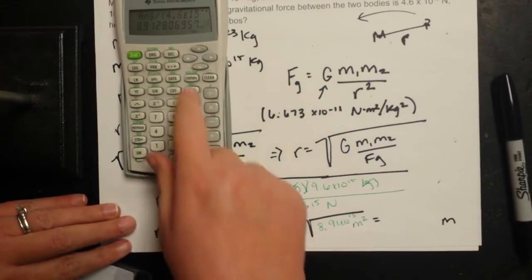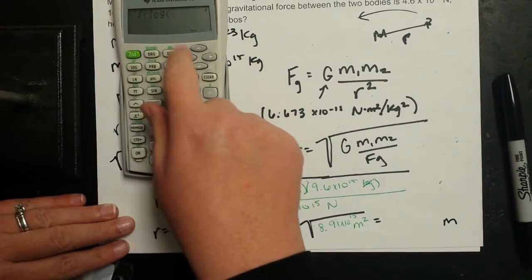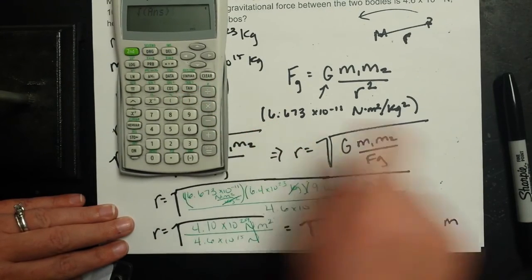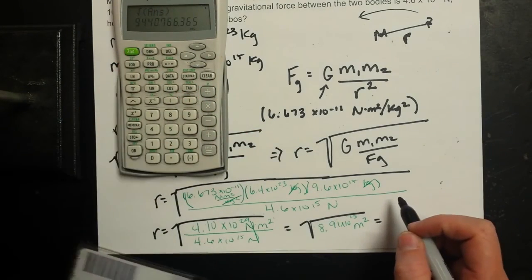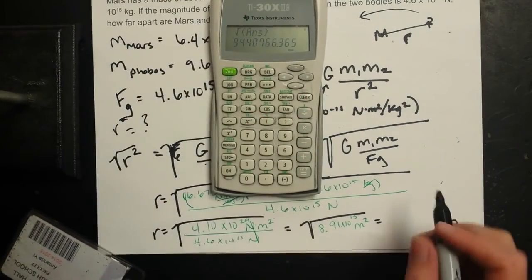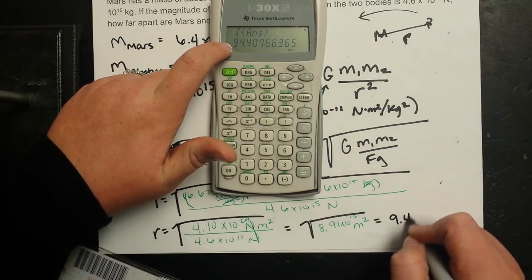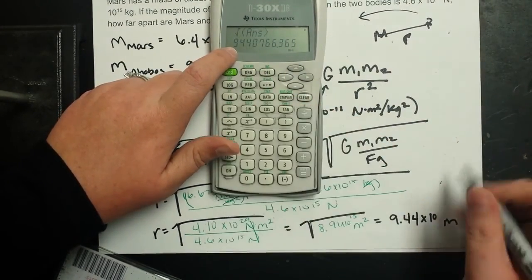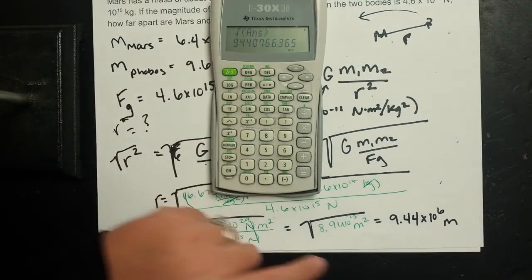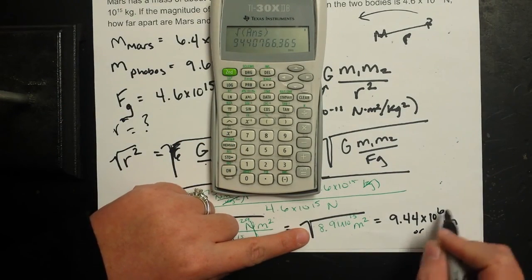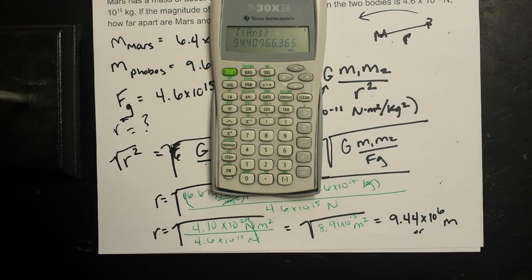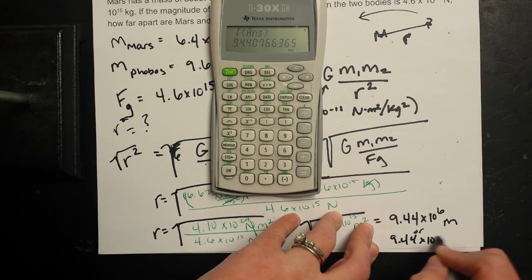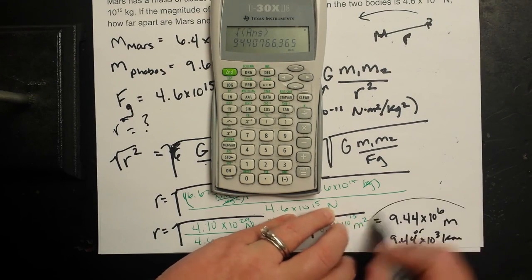Okay, so I'm going to take a square root of that answer. Wow. There we go. So this did not give it to me in scientific notation, but I can put this number in scientific notation pretty easily. So I'm going to write 9.44 times 10 to the 6 meters. Okay. I can put that in kilometers by dividing by 10 to the 3, so it's going to give me 9.44 times 10 to the 3rd kilometers. Either way, either one of those works.